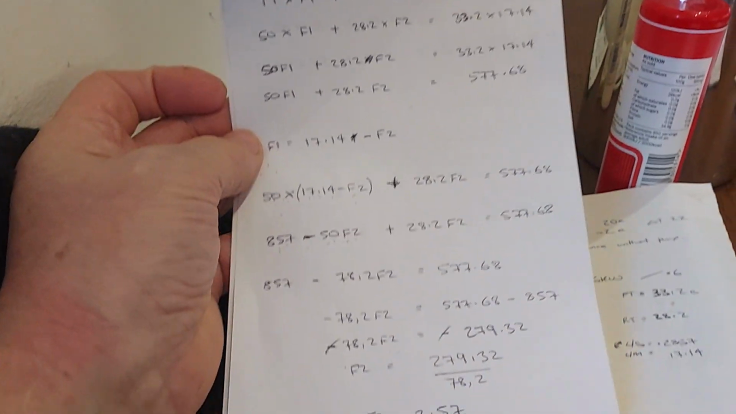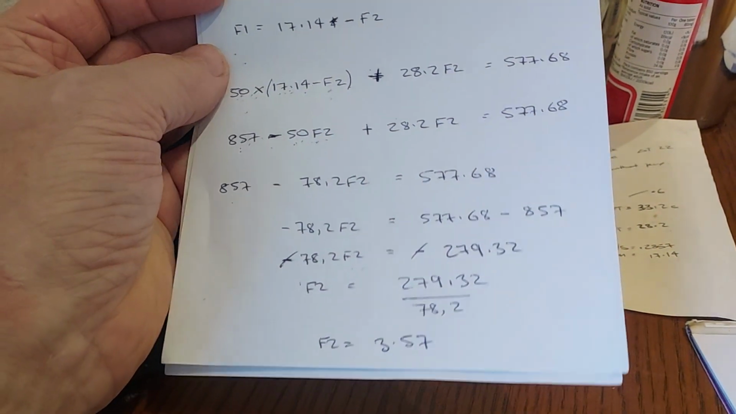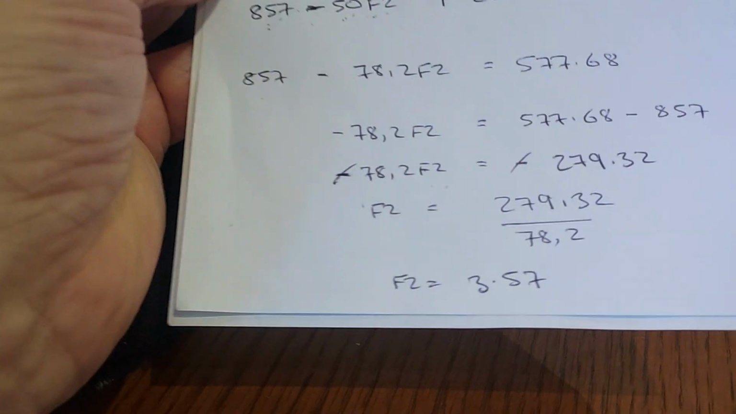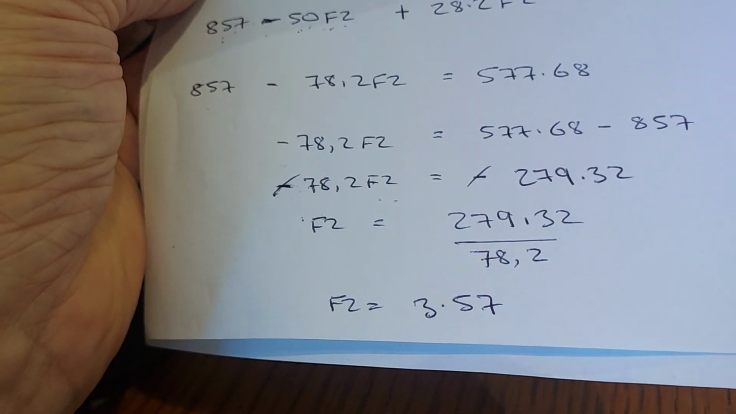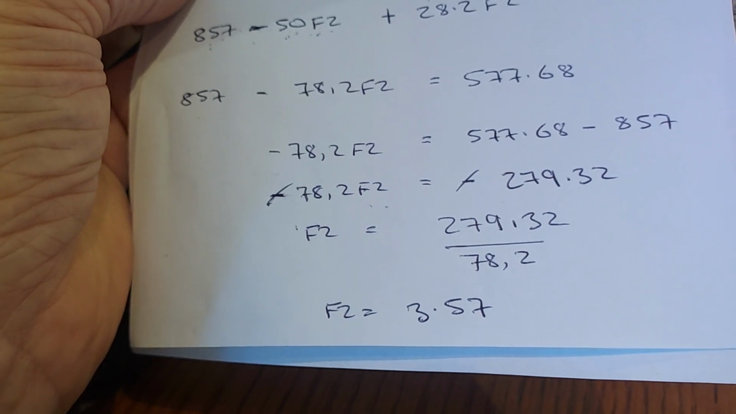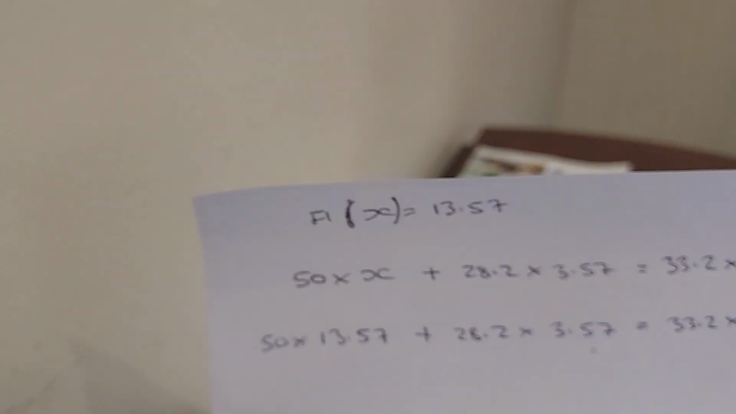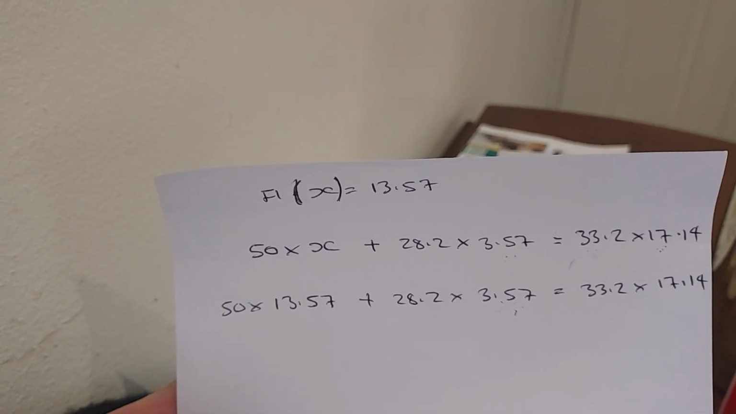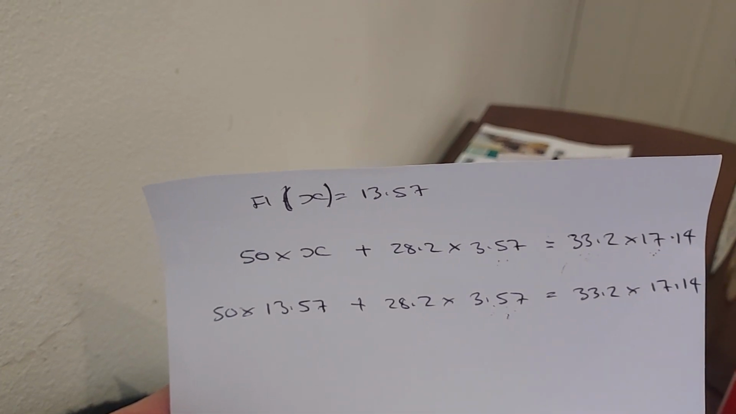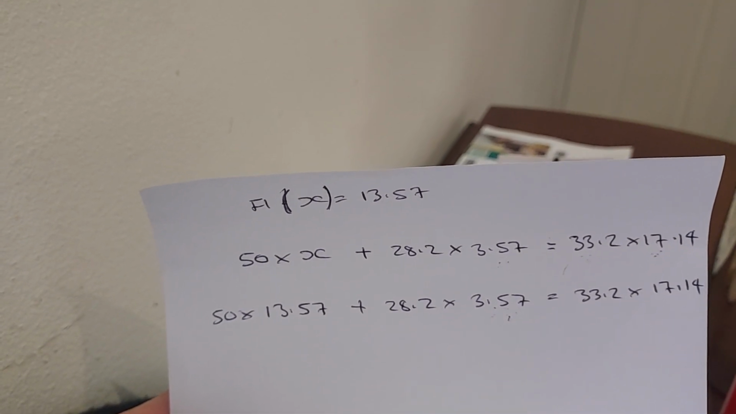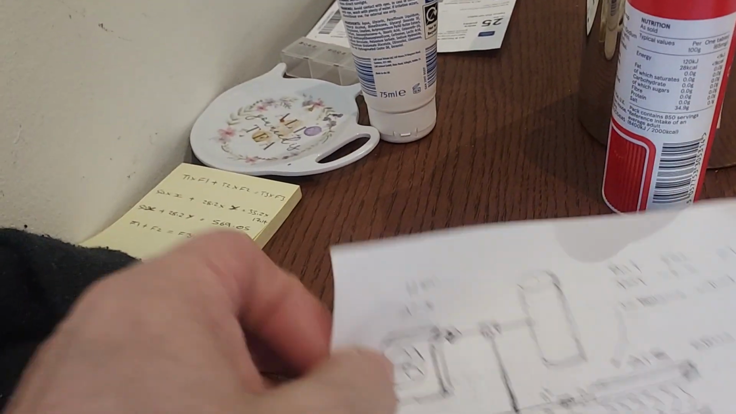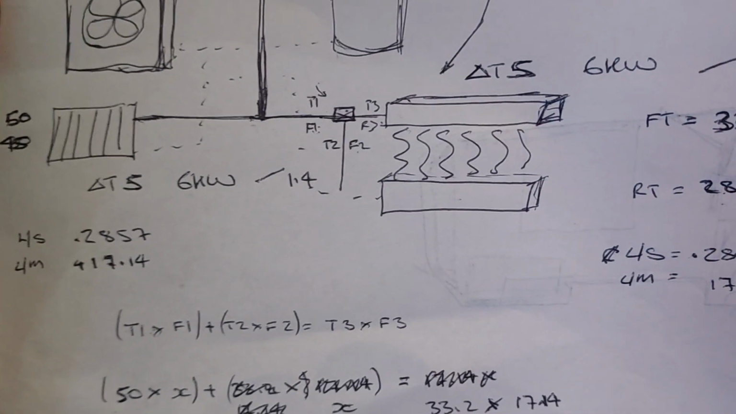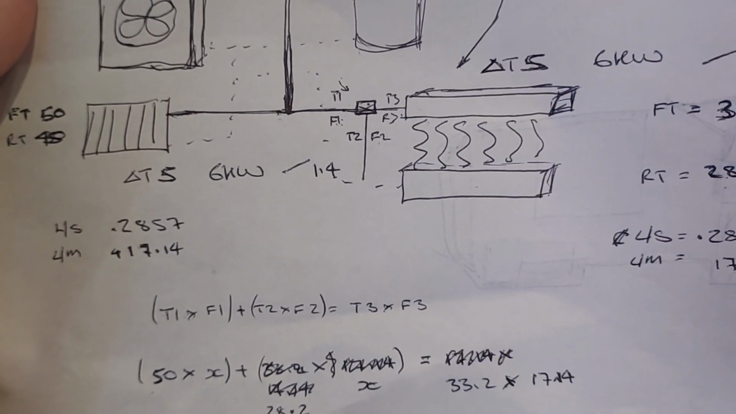I won't go through it because I'm going to make myself look too silly, but basically I went through it all and I found that my second flow rate on that system would have to be 3.57 litres per minute, and that my other flow rate coming back, so my main flow rate from the heat pump, would end up being 13.57 litres per minute, to mix the water to the correct flow temperature from our underfloor heating circuit.